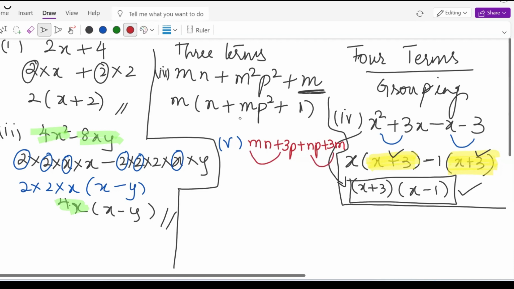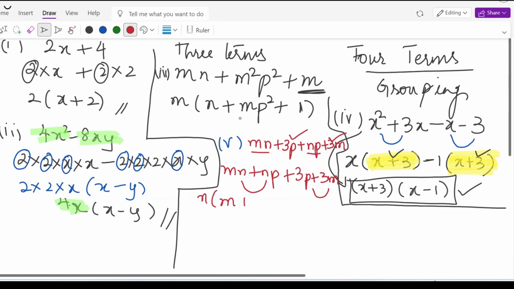From each group, you try to take common elements out. So it looks like in the second group which I have done, there is nothing common. So I have to reconsider my grouping because that's not working. How about I pair mn and np? Clearly n is common, so I paired these two together and I kept it together. Plus 3p plus 3m. Clearly 3 is common in these two. So first group, second group. First group, m is common. No, n is common.